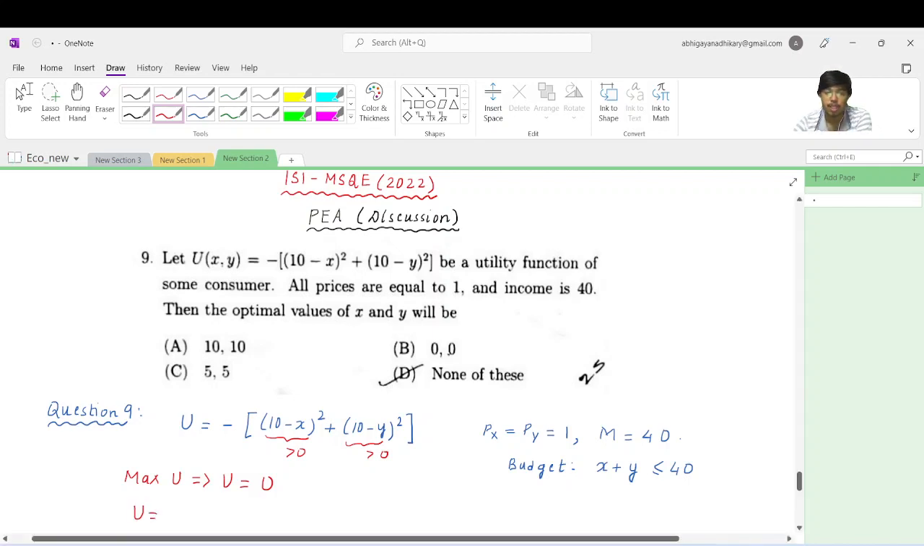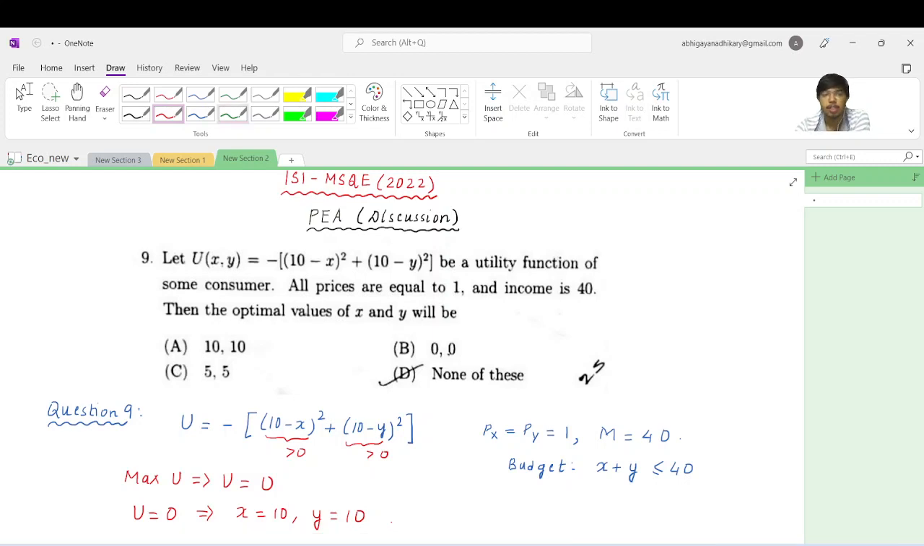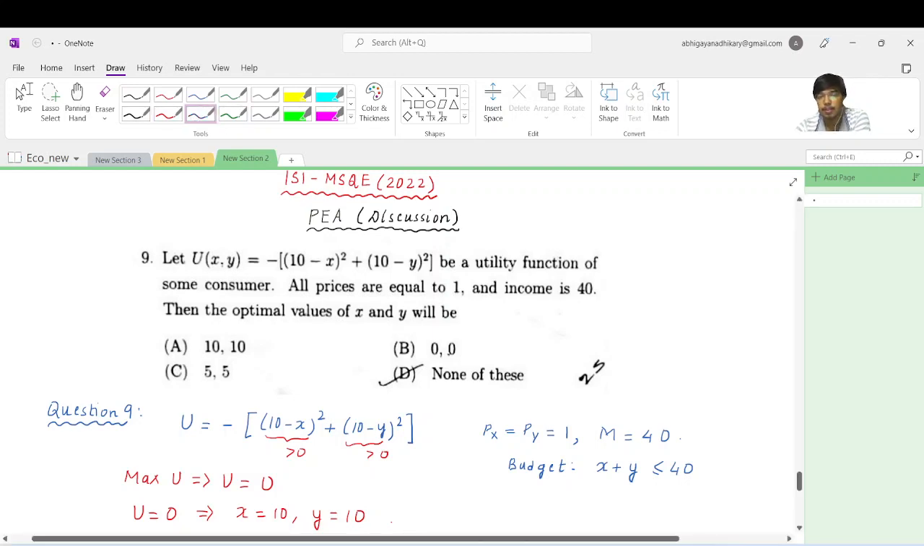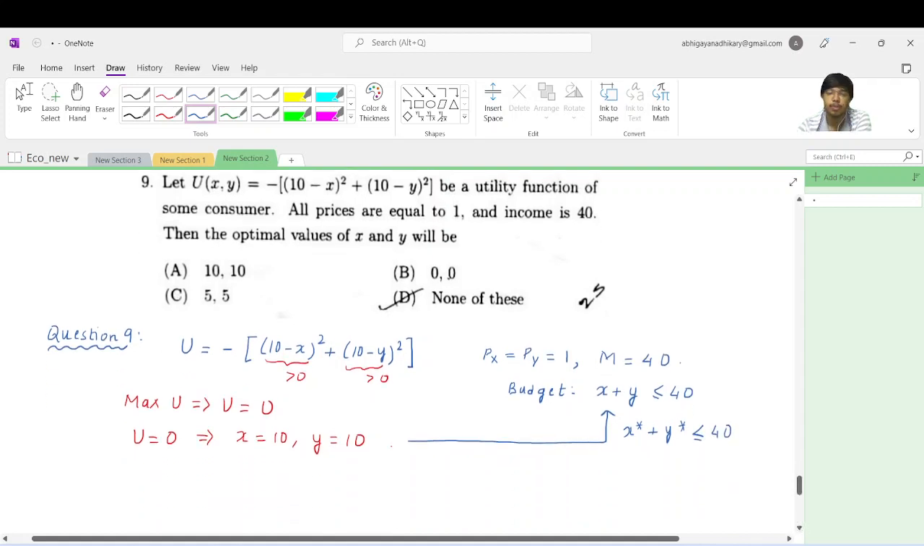So when is u 0? When each of the terms is 0, so x has to be 10, y has to be 10. Correct? Now just to ensure that this is the optimal, let us see whether it satisfies the budget constraint. Yes, x star plus y star is indeed less than or equal to 40. That means this bundle is affordable. So what is the optimal? x star equals 10, y star equals 10. That is my option A.